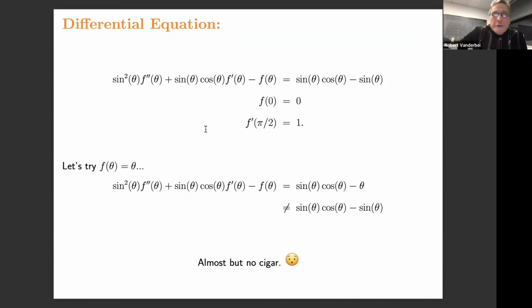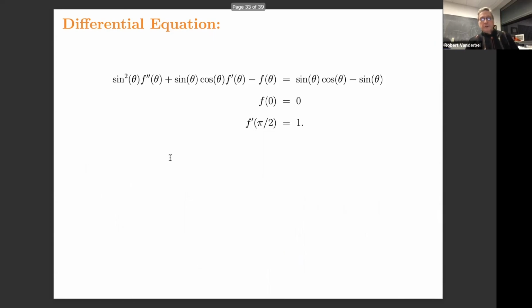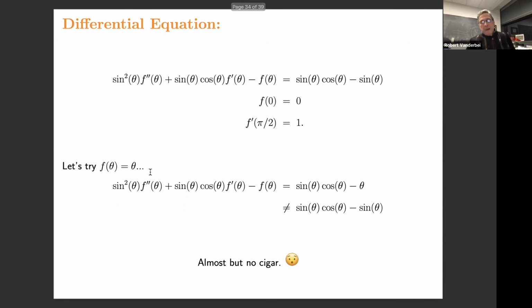Before we do that, I did want to make one comment. The big question was, is f of theta equal to a constant times theta a solution? Oh, I hit too many slides here. Is f of theta equals theta a solution? Well, let's try. If f of theta equals theta, then f prime is equal to 1 and f double prime is equal to 0. So this is 0, this is 1, this is theta, and so this is sine theta times cosine theta minus theta. But we want this to be sine theta times cosine theta minus sine theta. Theta and sine theta are similar, at least when theta is small, but over by pi over 2, they're not that similar.